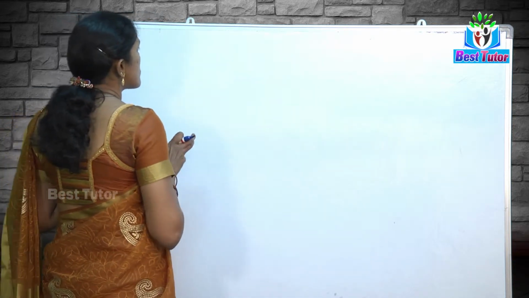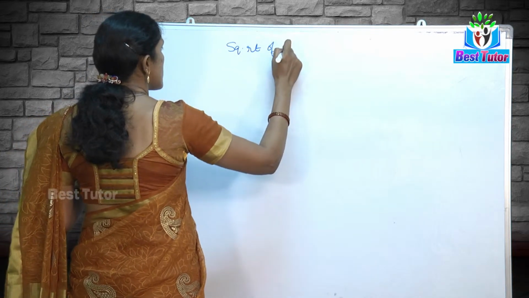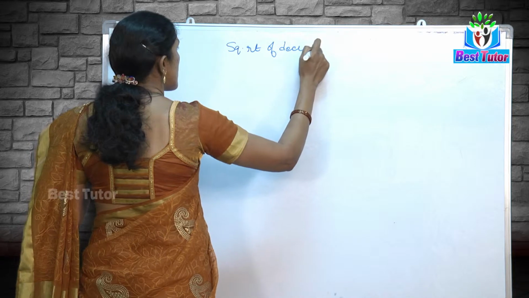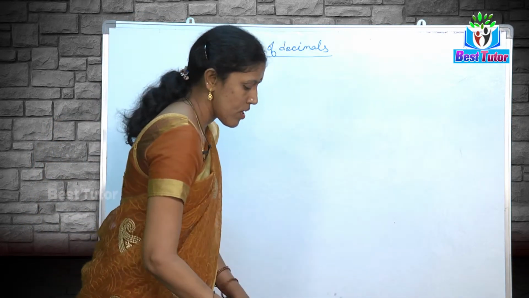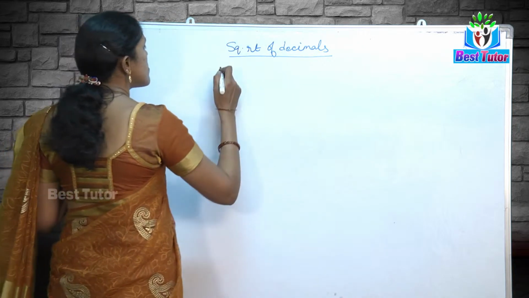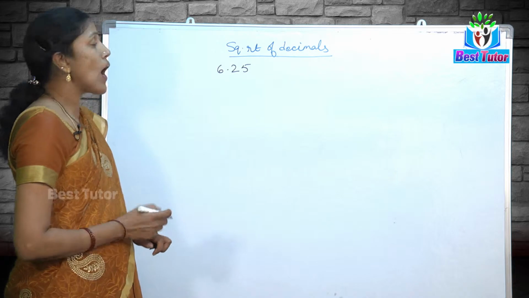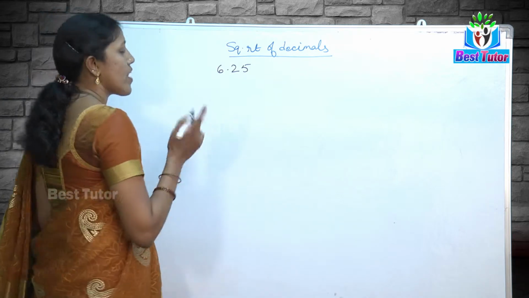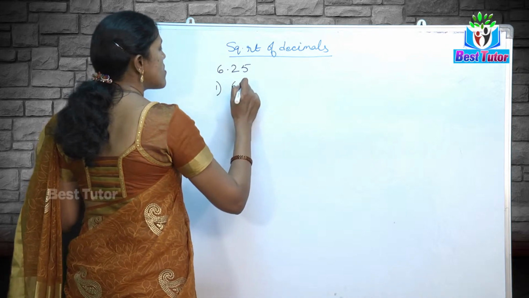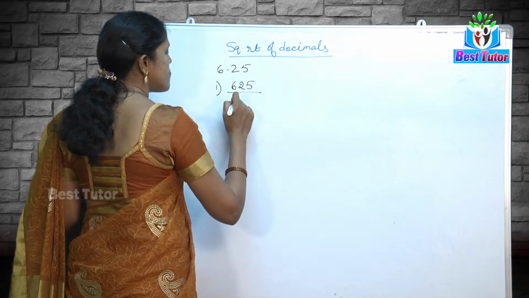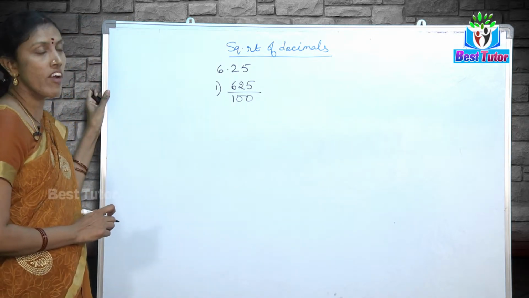So, we are going to learn how to find the square roots of decimals. Let us choose an example. 6.25. This is a decimal. How do we find the square root of this? There are two procedures for that. First one, convert this into a fraction. 6.25 can be written as 625 by 100.